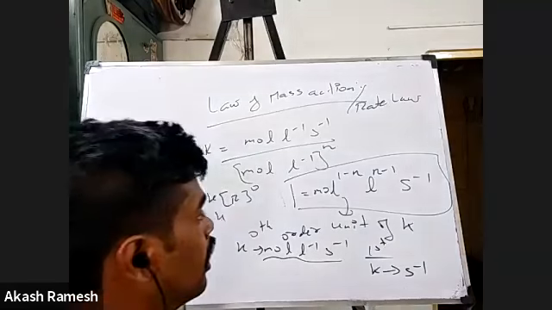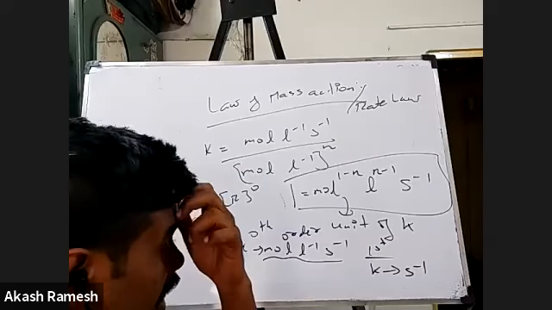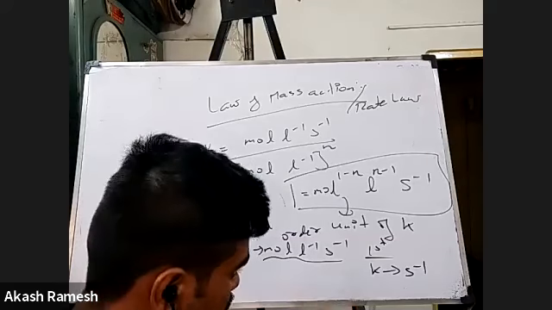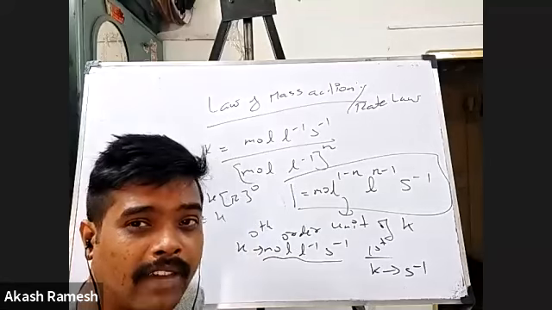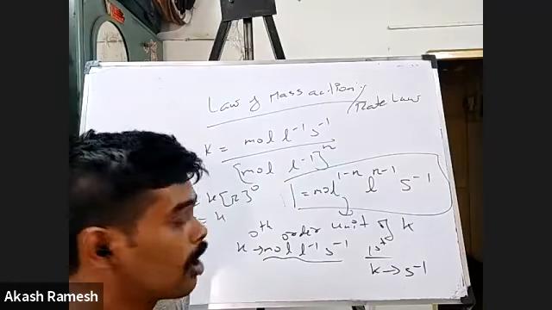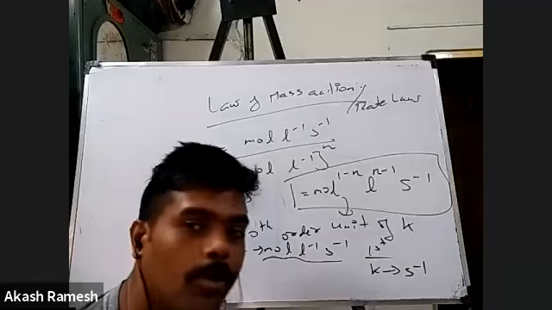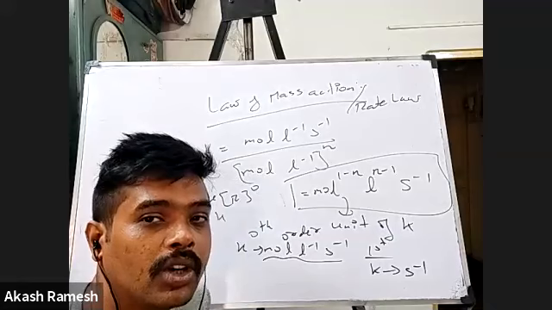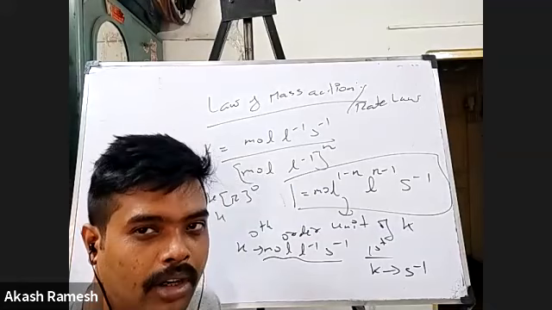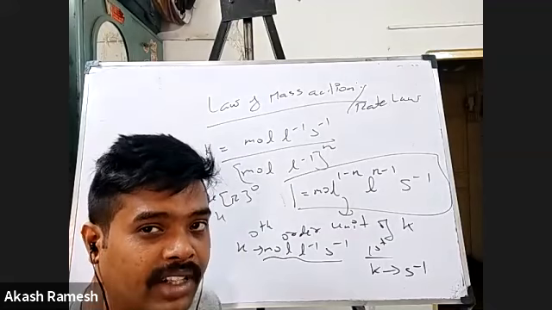I think you understood what this K value is, what the properties of this K value are, and what the units of this K value are. The unit of K is going to depend upon the order of the reaction. That is understood, right? Now we'll move on to see what exactly the order of a reaction is.